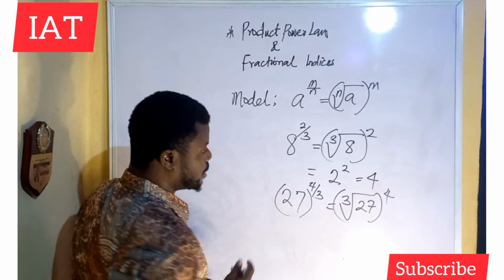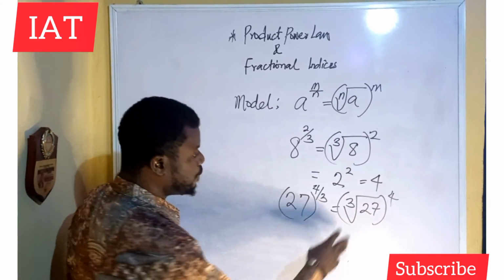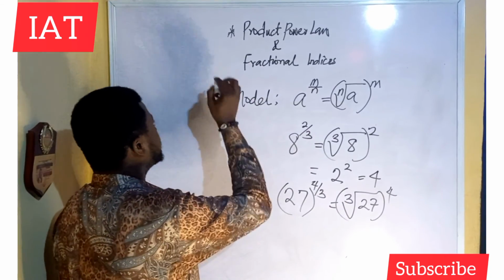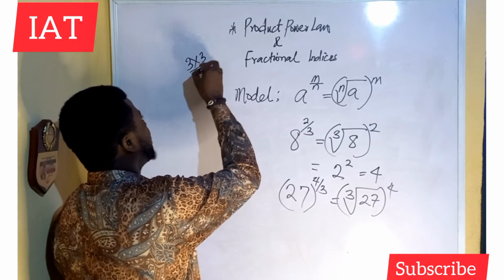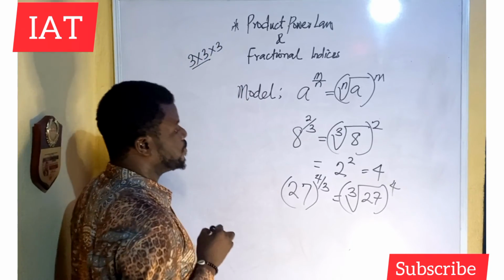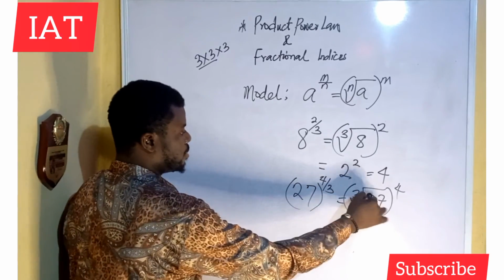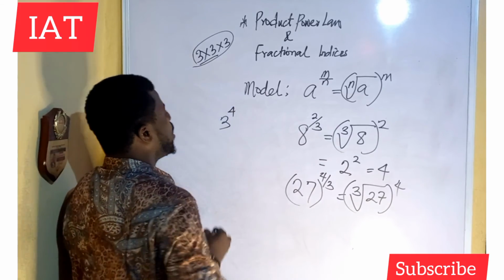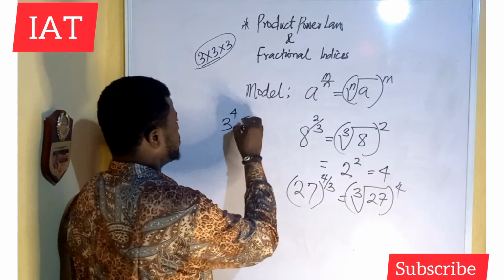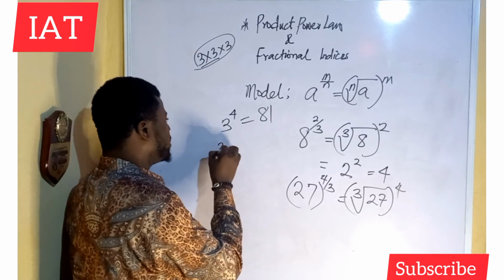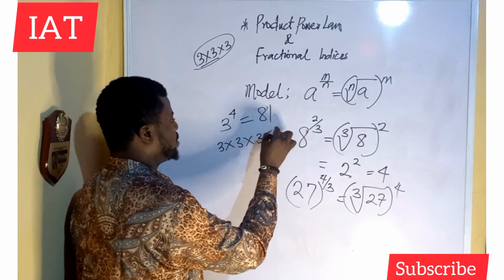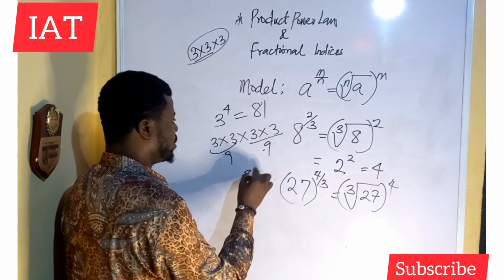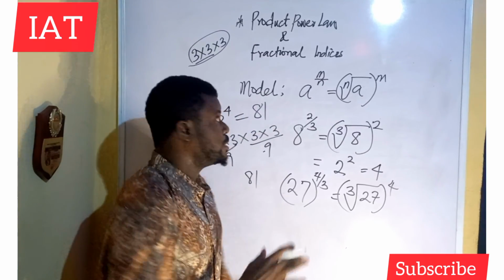So at that point, what is the cube root of 27? Think of 3 numbers that can multiply themselves to give you 27. And that will be 3, because 3 multiplied by 3 is 9, multiplied by 3, that's 27. So you just pick one of those numbers, which is 3, to the power of 4. And what is 3 to the power of 4? It's simple, that is 81. How? 3 times 3 times 3 times 3. That is the meaning of 3 to the power of 4. Here is 9, here is 9. 9 times 9 is 81. So you can see how simple these laws could be.